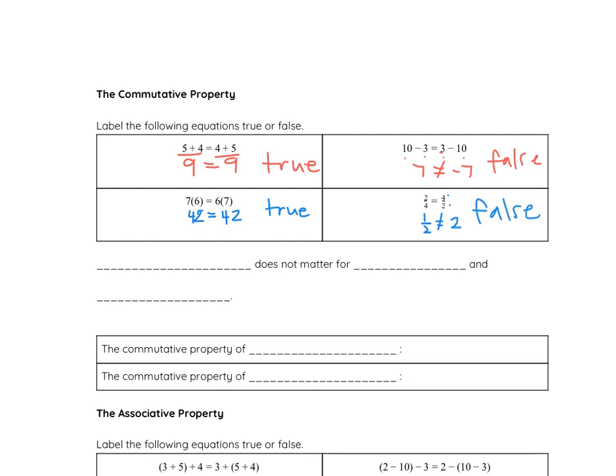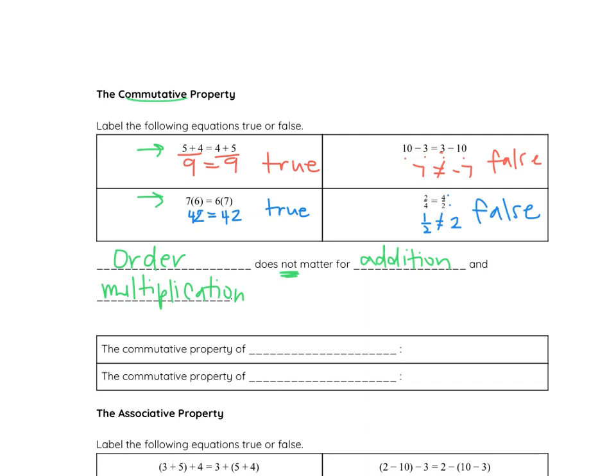So what we just discovered here is which operations the commutative property holds for. The commutative property says that the order in which you write the numbers does not matter for both addition and multiplication. There is no commutative property of subtraction because that's not true. Order doesn't matter if you're adding, and order doesn't matter if you're multiplying. It does matter if you are subtracting or dividing.